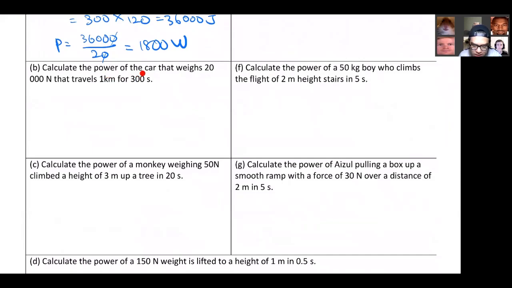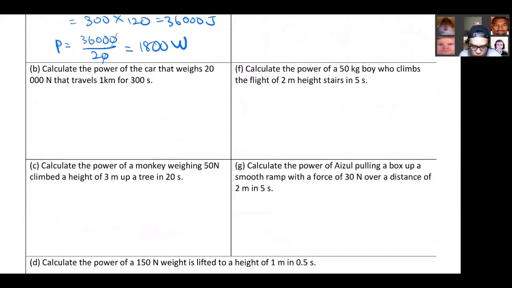Okay, so calculate the power of the car. Kuasa kereta that weighs 20,000 Newton, travels 1 kilometer for 300 seconds. So this is 1000 meter. Remember, SI unit. Okay, unit SI. Please don't give it in km. So work done here is force times displacement. Force is 20,000. Displacement is 1000. So you get 200,000,000 joule.